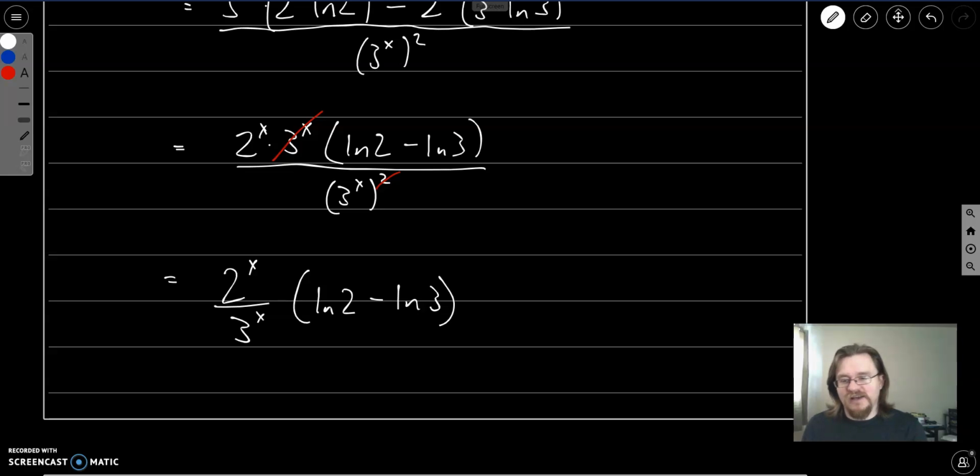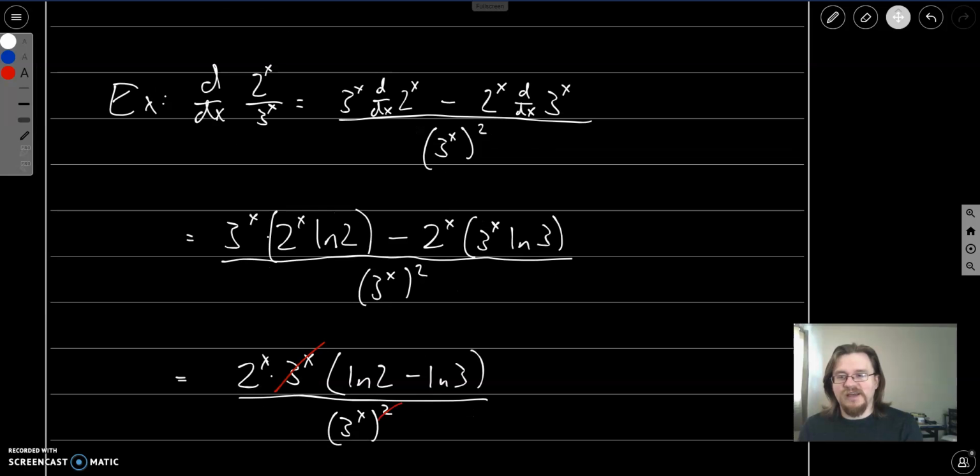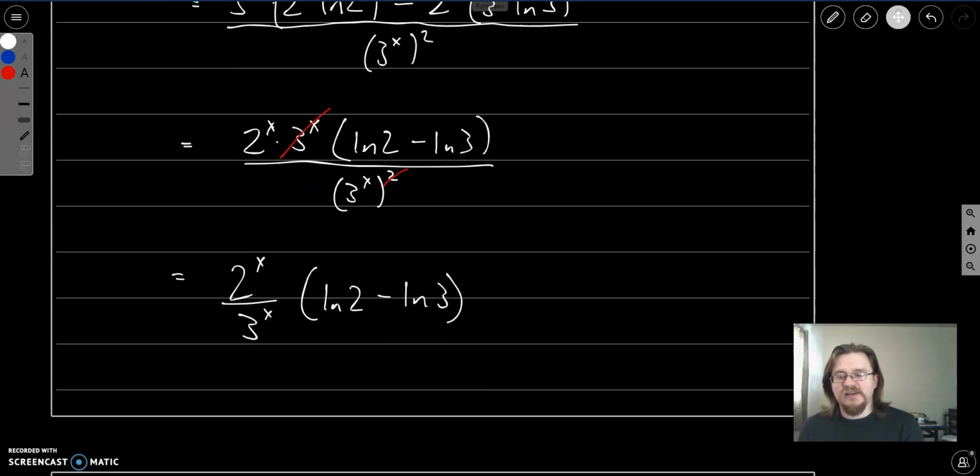And here we have it. This simplified a lot, and what you'll notice is that it really does look like our original function, 2 to the x over 3 to the x. Our derivative is 2 to the x over 3 to the x times some number, whatever the natural log of 2 minus the natural log of 3 is. So we used the quotient rule here, but I also want to point out that there is another way to do this.